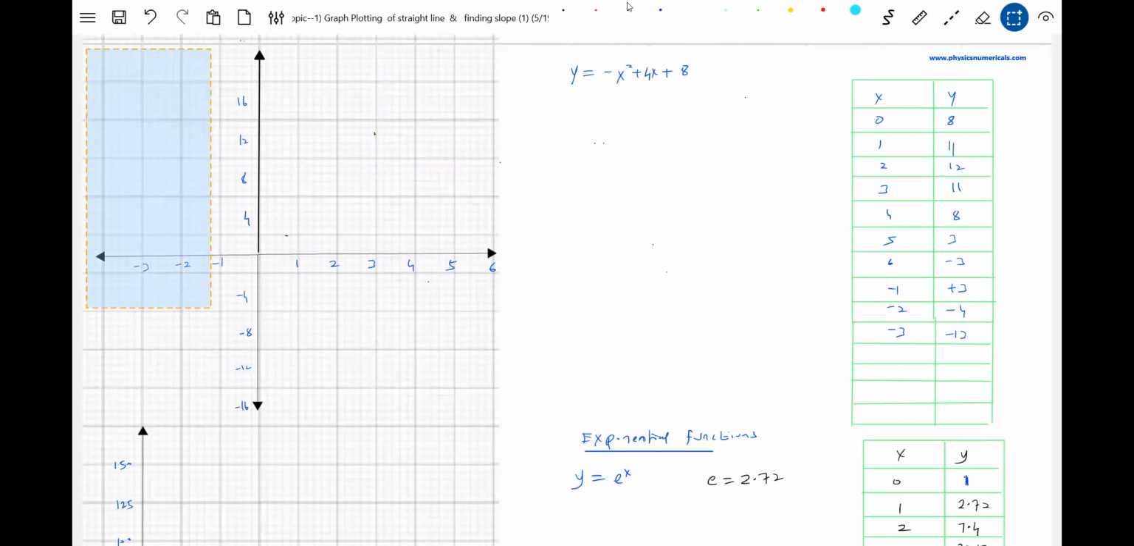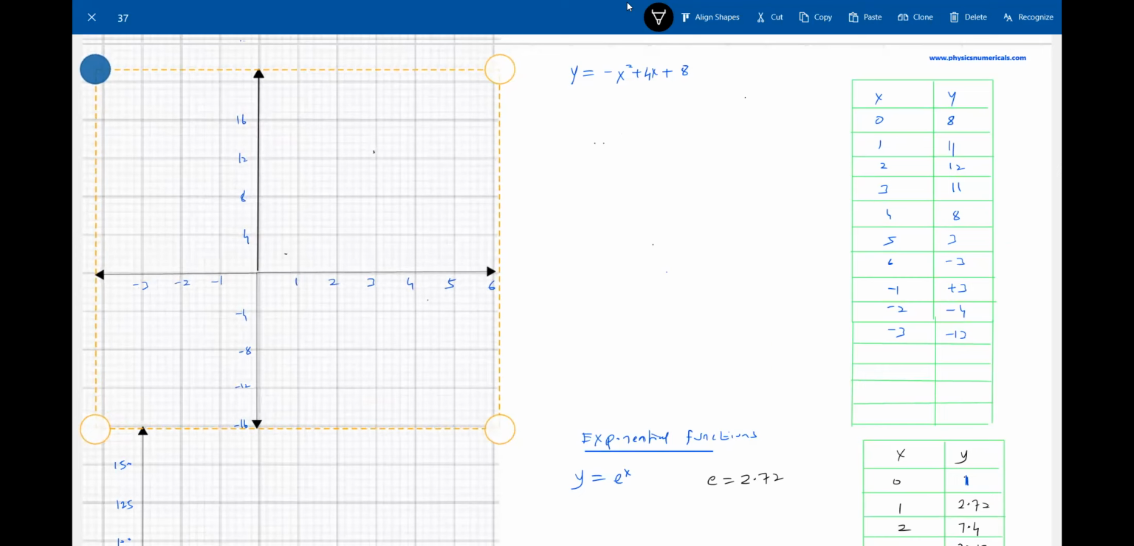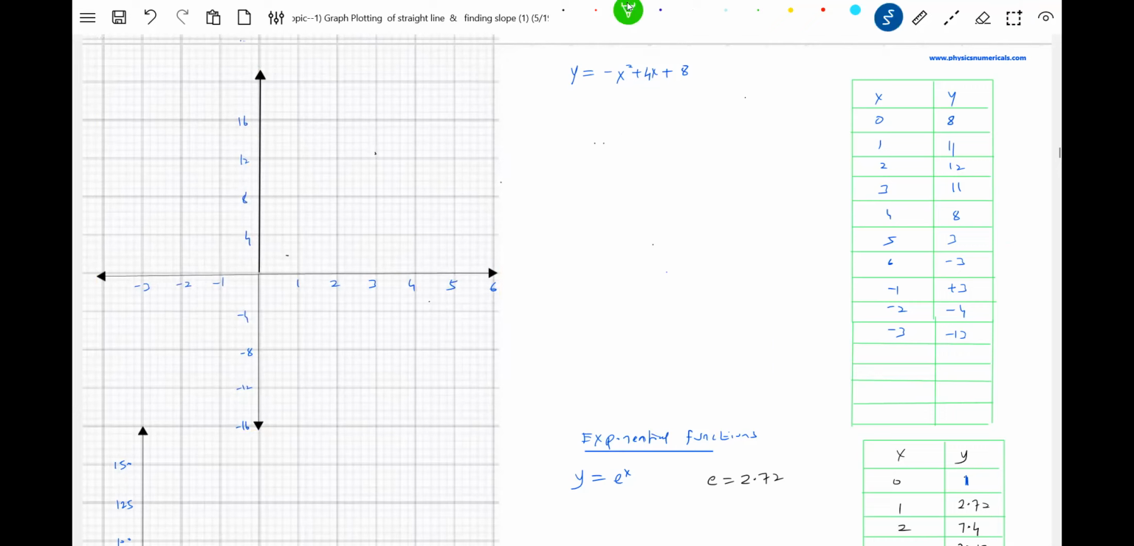Let me adjust the scale. Now I think it's in a better position. X equal to 0, it will be 8. Okay, it will start from here. X equal to 1, it will be 11. X equal to 2, it will be 12. X equal to 3, it will be 11. X equal to 4, it will be 8.